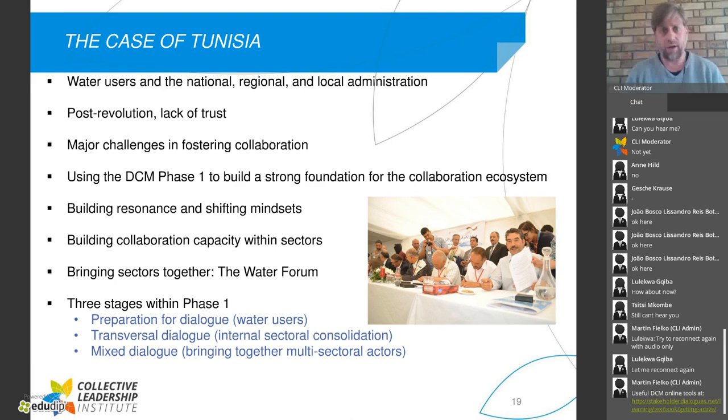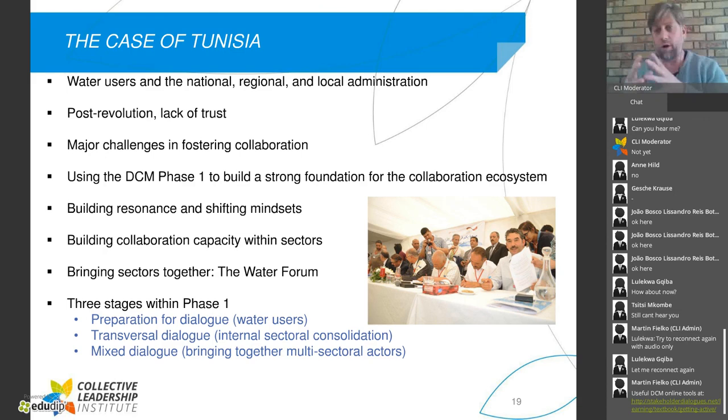And the second step was starting to have the different sectors talk amongst themselves. The administration at a national level had to have a conversation, but they were much more advanced, at least in dialogue skills, than the water users. So first bringing the water users together, having them start to have a dialogue amongst themselves, as well as a dialogue amongst the different levels of the administration. And then after those phases were conducted, the entire system came together at a water forum.